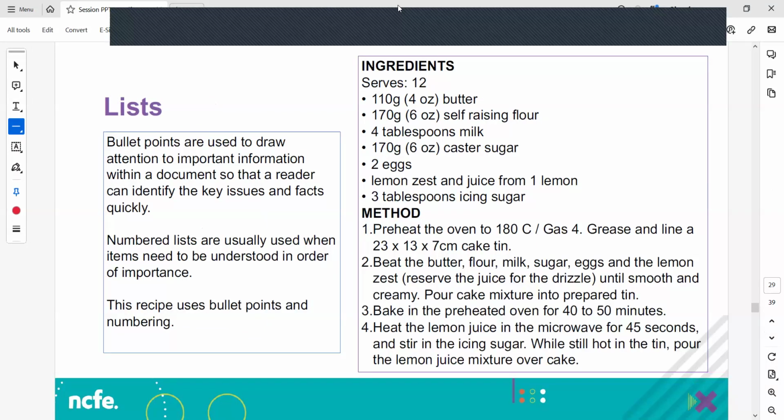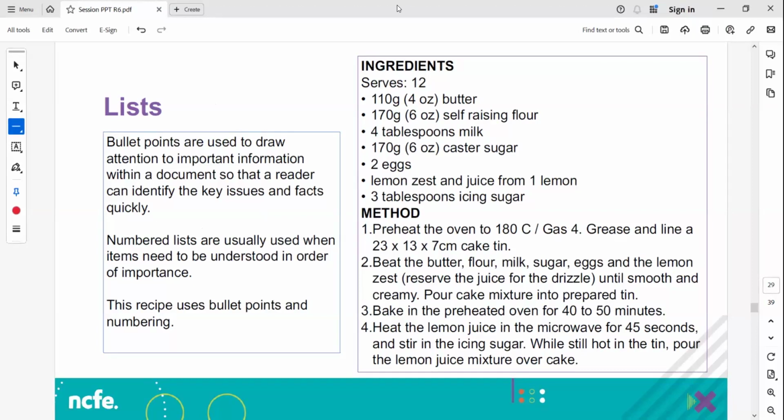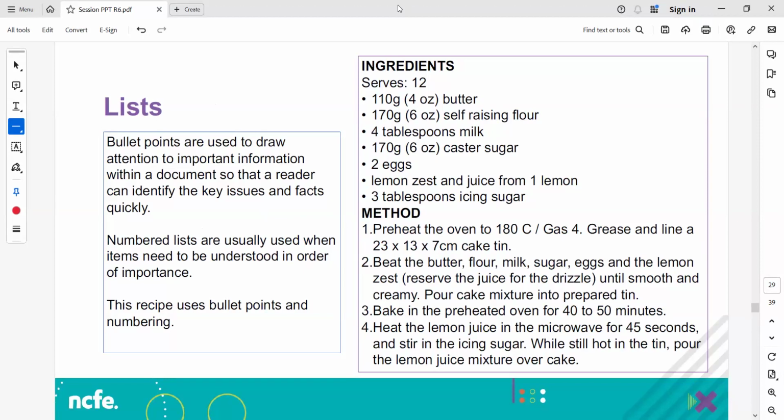Lists. So bullet points are used to draw attention to important information within a document, and a reader can then identify key issues and facts quickly. And numbered lists are used as well, usually when the items in the list need to be understood in the order they are placed in. So a recipe is a great example because we can often have the ingredients bullet pointed in a list, followed by the method in its numbered steps. So obviously they're numbered in a recipe because it's important you do them in that order.